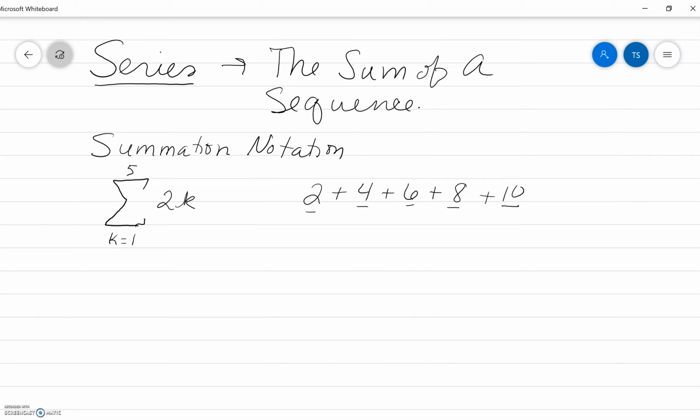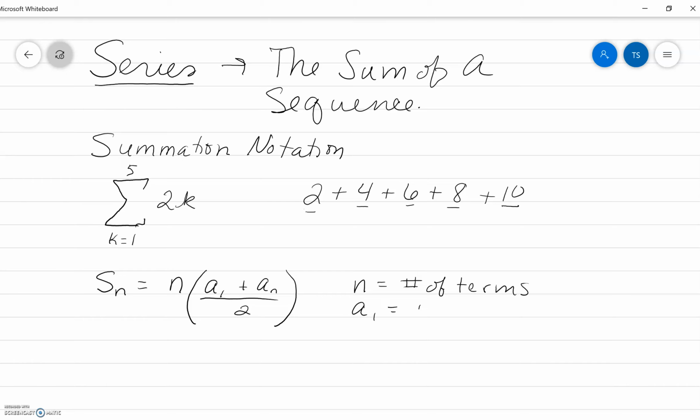Arithmetic sequences can be added. You can do partial sums, or sums of so many terms, by using a formula. The formula we're going to use is called the sum of n terms, and S sub n equals n, the number of terms, times a1, your first term, plus a sub n, the last term in the series that you're going to add, and we divide that by 2. So n equals the number of terms, a1 is your first term, and an is the last term in the series.